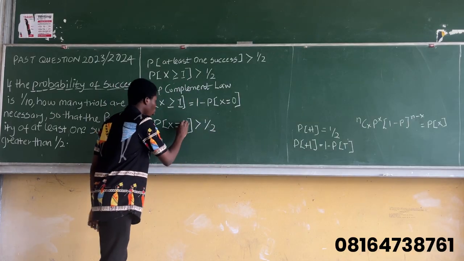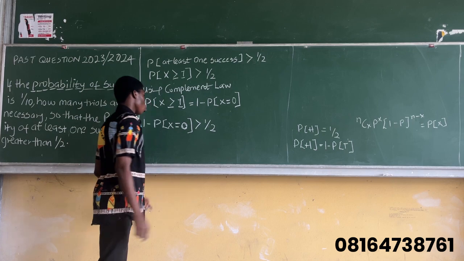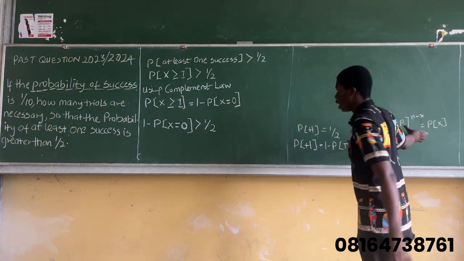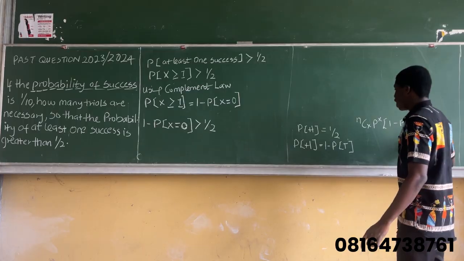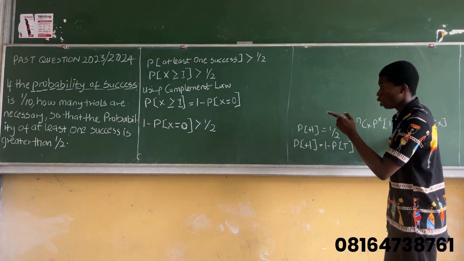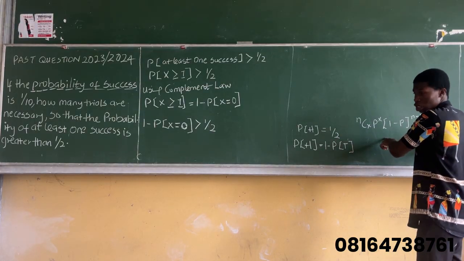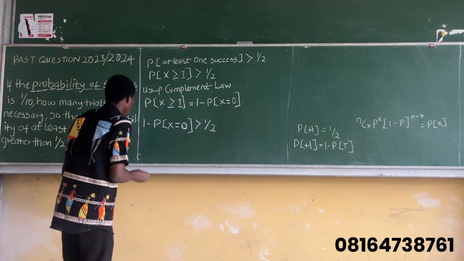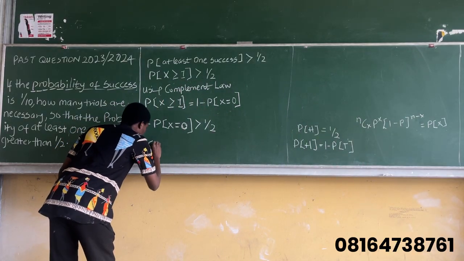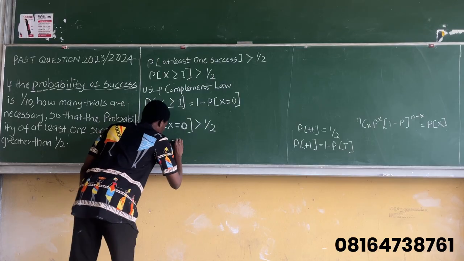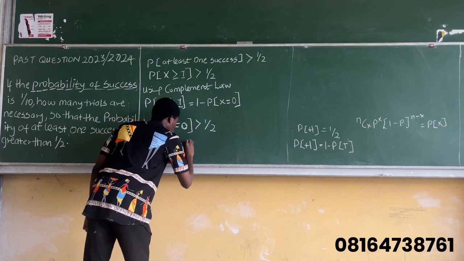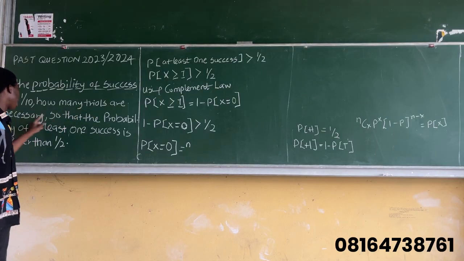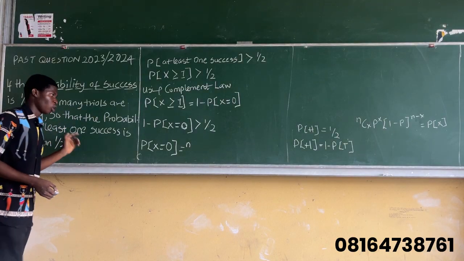So now we want 0 successes. We'll then be using the binomial equation we worked on earlier to work for x equals 0. So using this equation, the probability that x is equal to 0, whereby our number of trials n is what we are tasked to find. How many trials are necessary? So we are being tasked to find the number of trials.